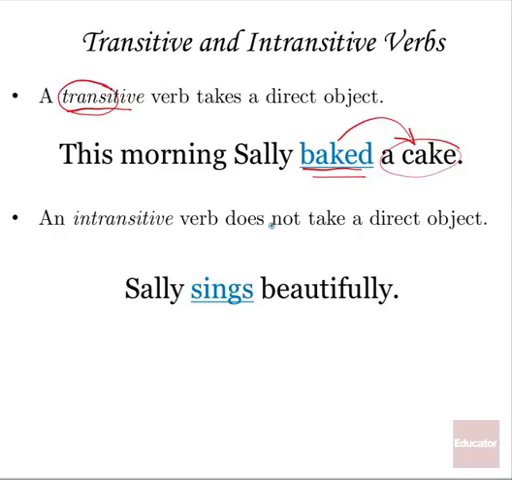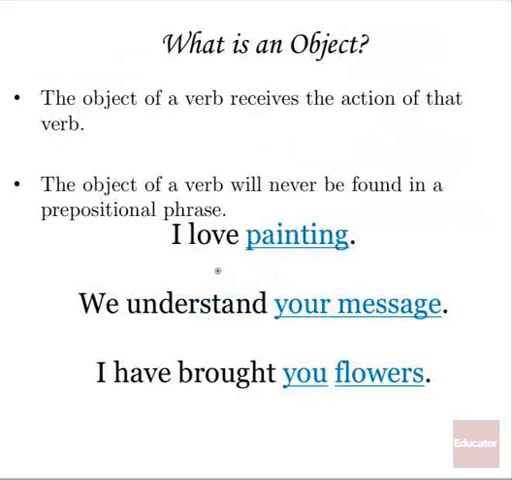An intransitive verb does not take a direct object. Sally sings beautifully. Well, beautifully is not the recipient of sings. You don't say, what does she sing? She sings beautifully. Beautifully is not a what. So, sings is an intransitive verb in this case, and beautifully is not an object. Well, what is an object? The object of a verb receives the action of that verb. The object of a verb will never be found in a prepositional phrase. Never, never, never. There is such a thing as an object of a preposition, but the object of a preposition is never the object of a verb.